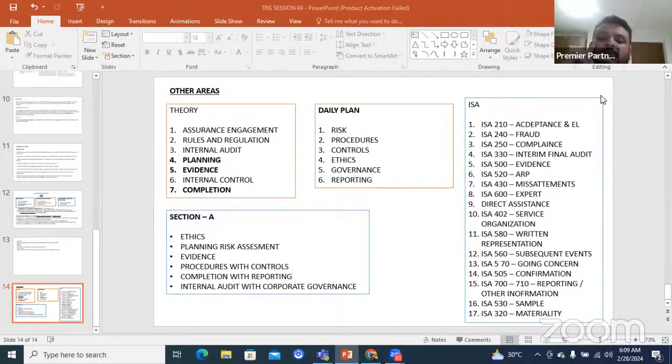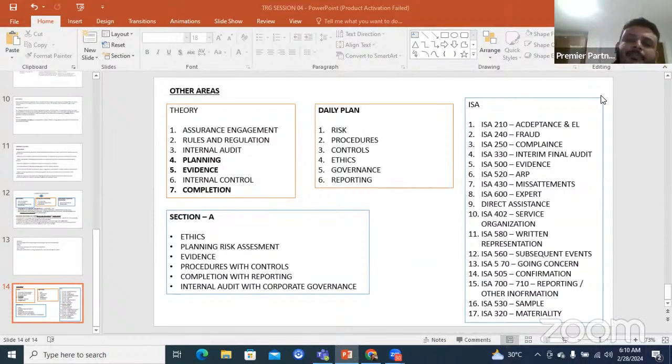I want a brief explanation on emphasis of matter paragraph. Okay, what else? Other matter paragraph. What else? Kamal, did you attend last TRG? Last week's TRG, did you attend?